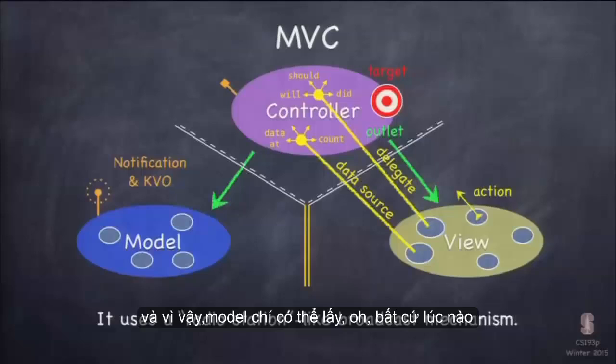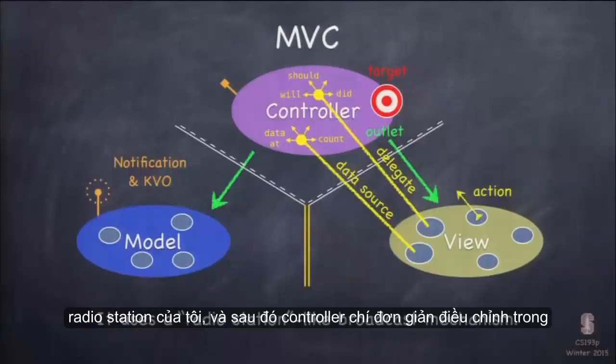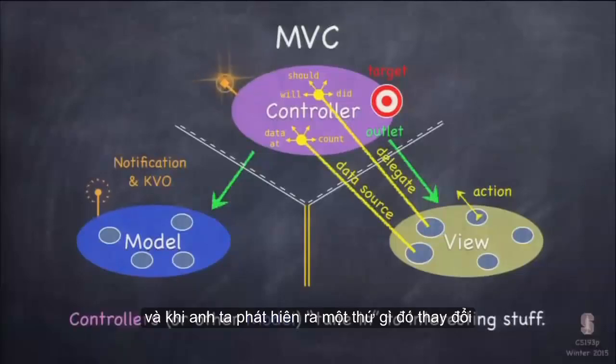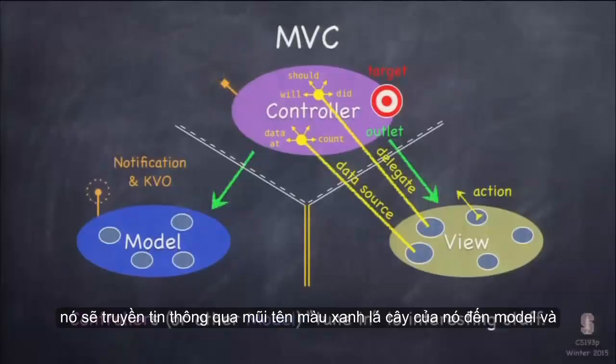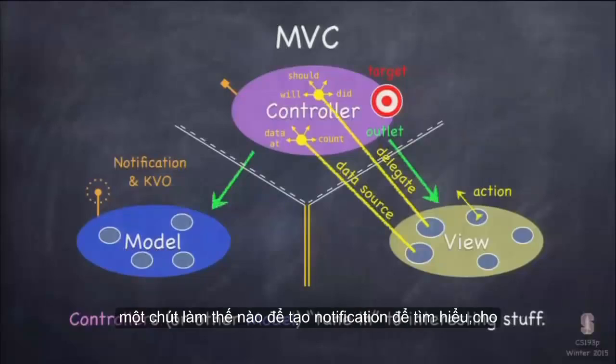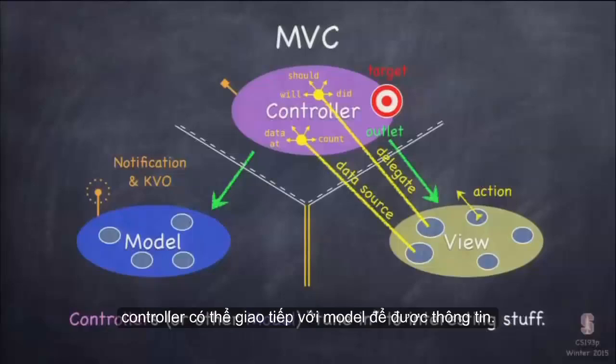And so the model can just say, oh, anytime something changes in my model, I'm just going to broadcast on my radio station. And then the controller simply tunes into that radio station. And it can find out things are changing. And when it finds out something changes, it's going to communicate via its green arrow to the model and say, okay, give me that data that changed. Right? Does that make sense? So towards the end of the quarter, we'll start seeing how to do notification to find out, for example, if the data in a database changes. We'll get a notification. The controller can then go talk to the model to get the new info.